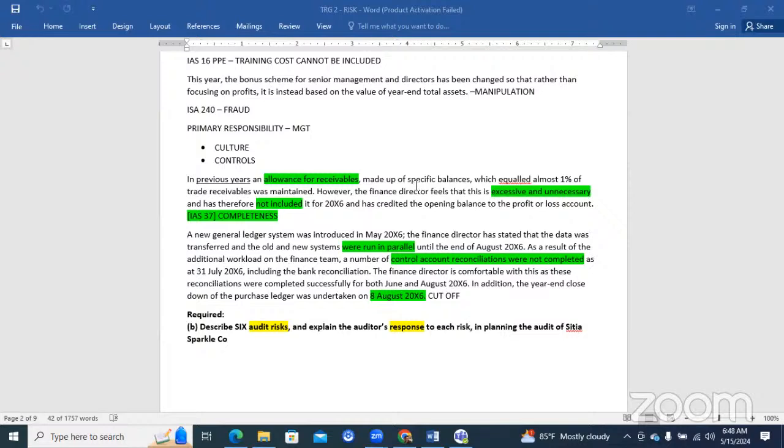Made up specific balances, which equal almost 1% of the trade receivable, was maintained. So 1% of trade receivable they maintain as allowance for receivable. However, the finance director feels this is excessive and unnecessary and therefore not included for 2006. So already they are maintaining 1% of trade receivable allowance. But now the finance director is feeling this is excessive and unnecessary. Therefore, he has credited the opening balance to the profit and loss account.